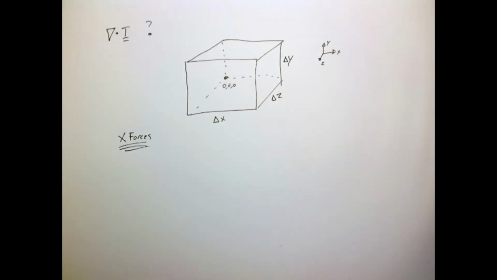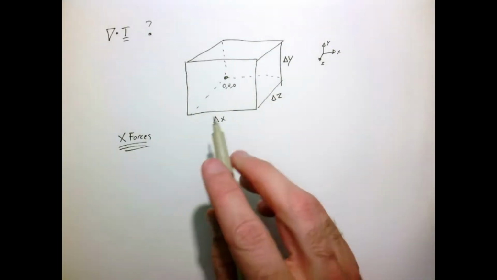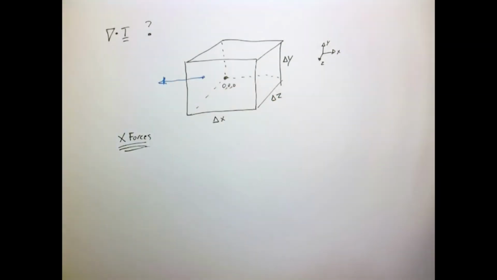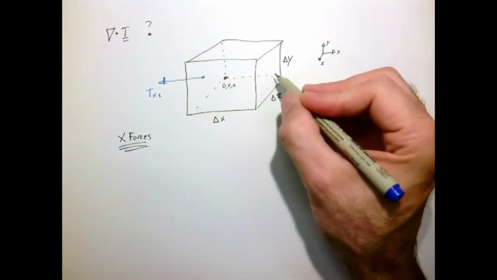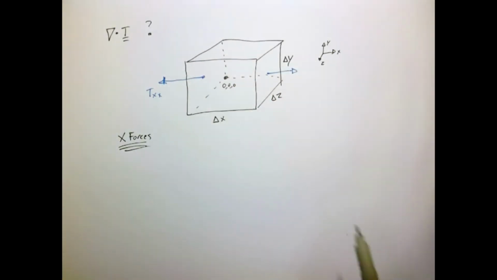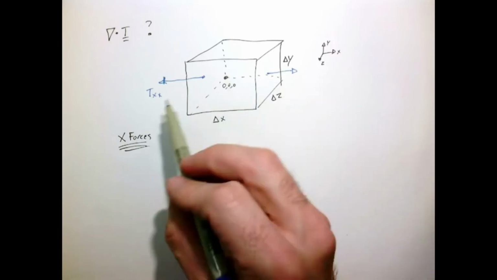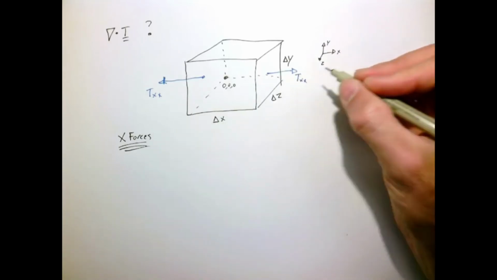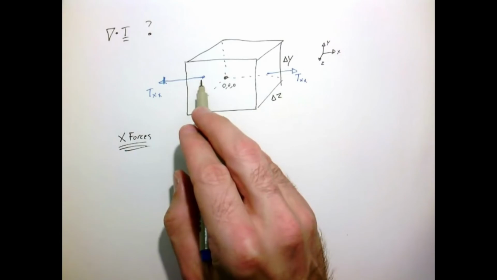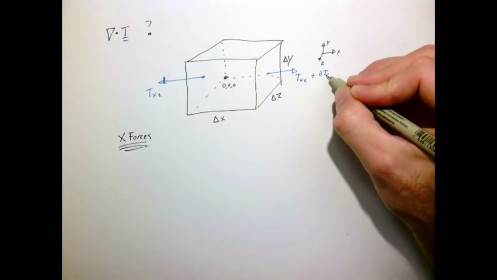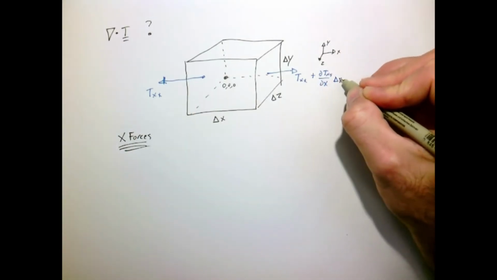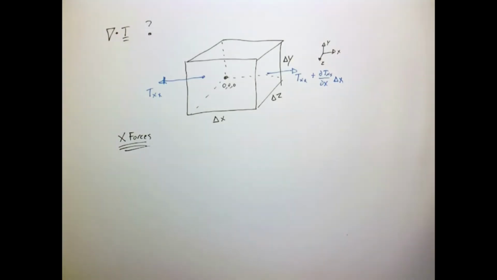All 6 faces of this cube have stresses. On this back face, we'll just call that Txx. And on this front face, we're going to have a stress as well, pointing in this direction, outward from the surface. And if our stress tensor is varying in space, but over a small distance, we can approximate the stress here as Txx, the value that it was at 0, 0, plus a little bit based on its derivative with respect to x, times the length delta x. That's just the Taylor series. Now we're only doing x forces, so I won't draw the others, just so this diagram doesn't get cluttered.